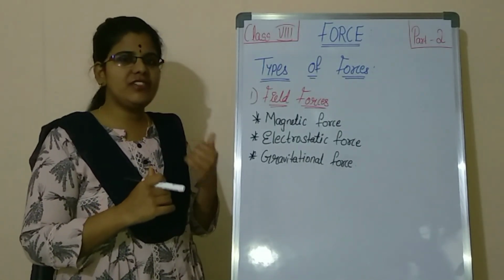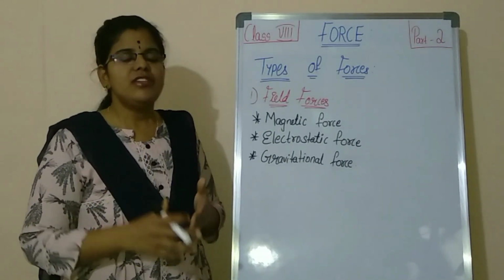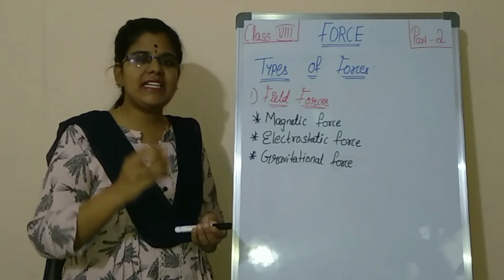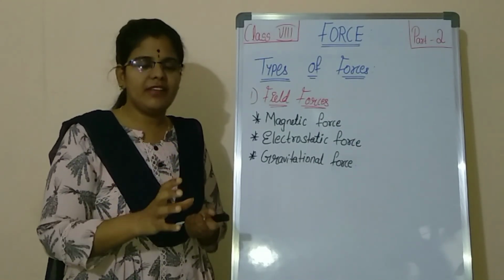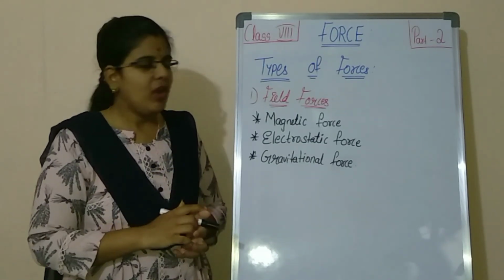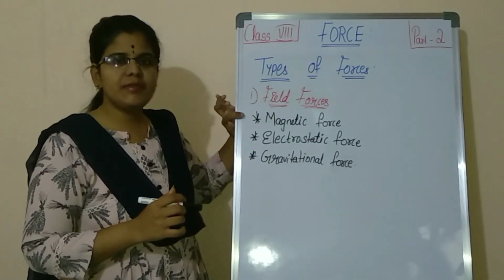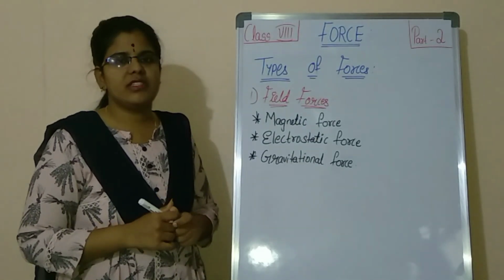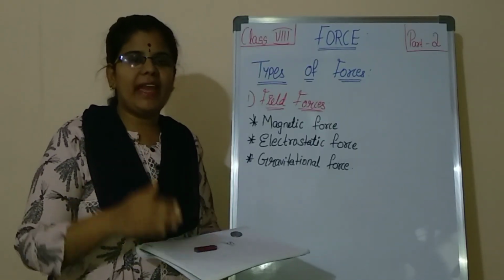First let us know what field forces are and what kinds of field forces we have. Field force is nothing but a force which acts when the objects are at a distance. They will not be in contact, but when the objects are at a distance, the force will be acting between them. Here in the field forces we have three types: first is magnetic force, electrostatic force and gravitational force. Let us know one by one clearly. First let us know what magnetic force is.